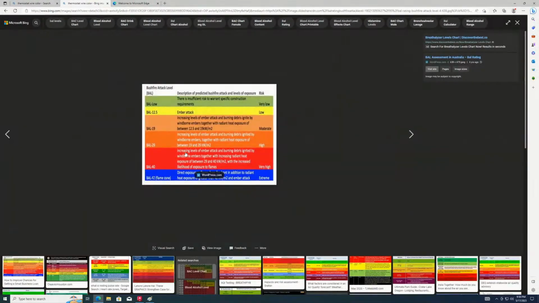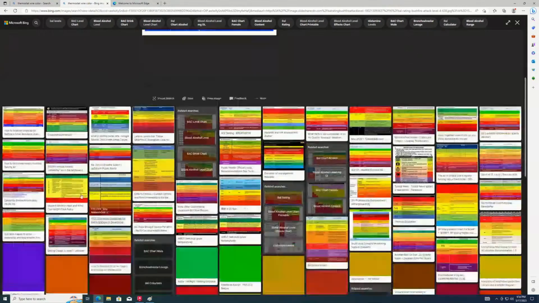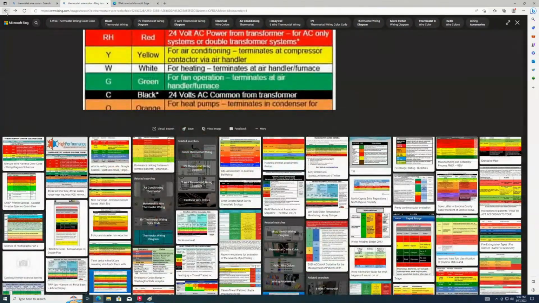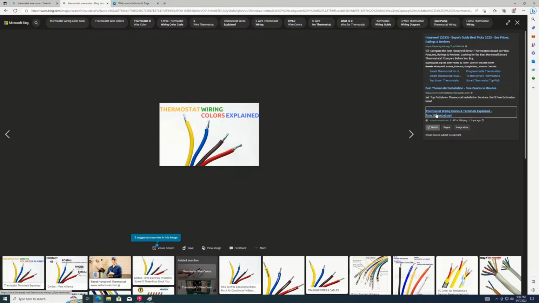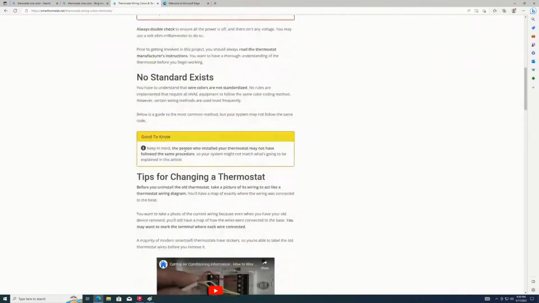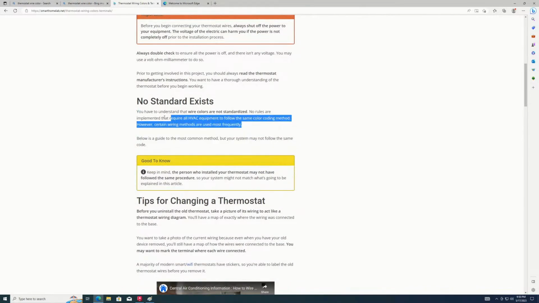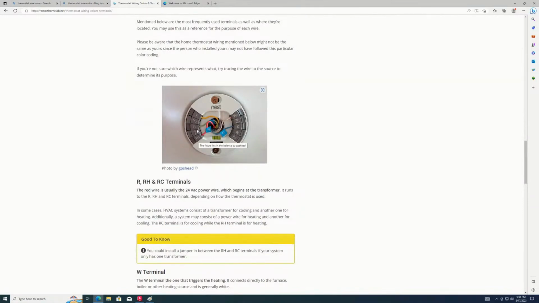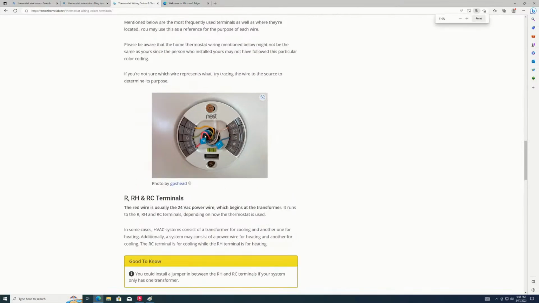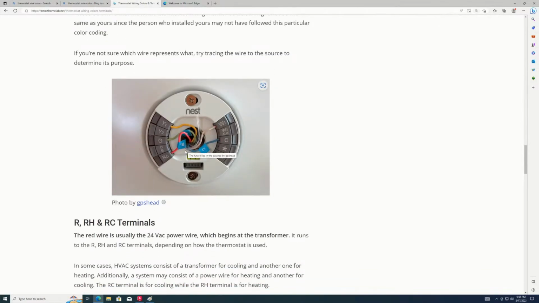Okay. Here we go, better one. That's not what I was looking for, but okay. This thing. No standard exists. That's wonderful. So documented in our thing. Yeah, see RC. G. Oh yeah, the Nest is interesting because I believe it bridges it internally. Oh yeah, it has a C for common, which is blue.